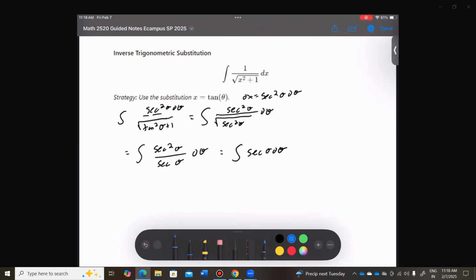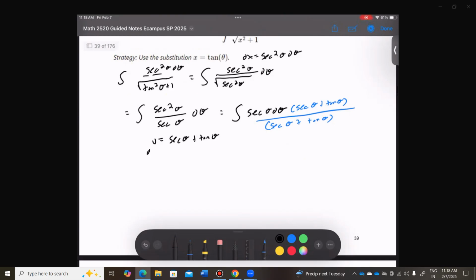I'm going to do it again though, because I know we've used it once where we didn't solve it again, but I want to do it again just for practice. We can multiply by secant theta plus tangent theta over secant theta plus tangent theta. So I'm just multiplying by 1. And we're going to let u equal secant theta plus tangent theta. So du equals secant squared theta plus secant theta tangent theta d theta.